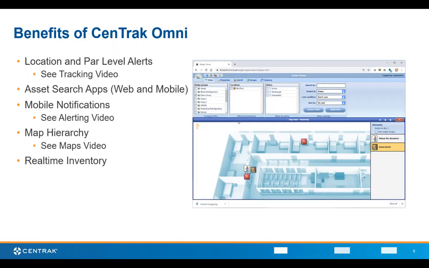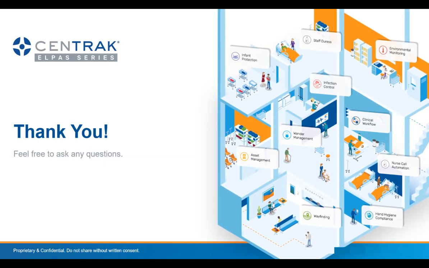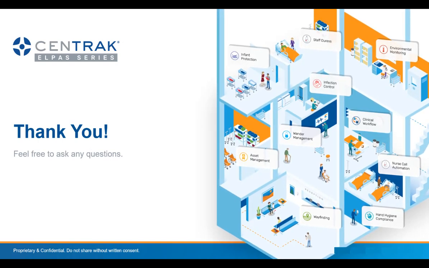Once you do that, you can do location alerts, you can define PAR levels, and you can have a look at the tracking video to see a little bit more about that. You can get the alert notifications on your mobile using the OmniGo application. And you get all sorts of hierarchies of maps that you can drill down and also define areas within your facility so that you can set PAR levels at any level of the hierarchy, so per building, per ward, etc. So that's in short the presentation. I'll now show you how to define these objects within the CenTrak Omni system.